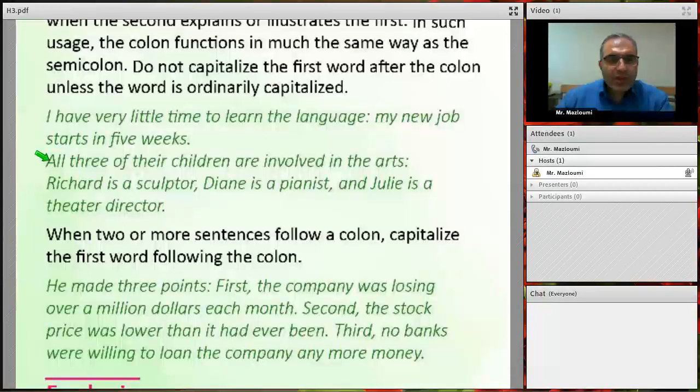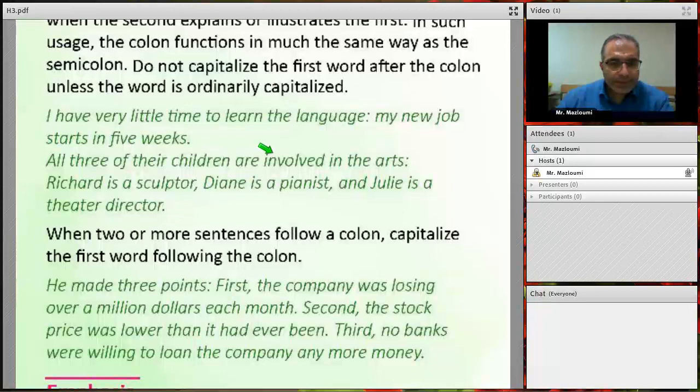All 3 of their children are involved in the arts: Richard is a sculptor. Diane is a pianist. And Julie is a theater director. So, involved in the arts means they're doing something related to art, something artistic. Sculptor, everyone, someone who makes statues, things out of stone, maybe wood, someone who makes sculptures. And a pianist is someone who plays the piano. So, again, all 3 of their children are involved in the arts.